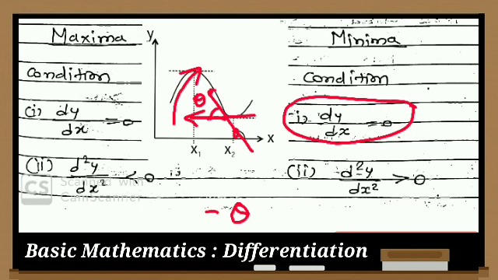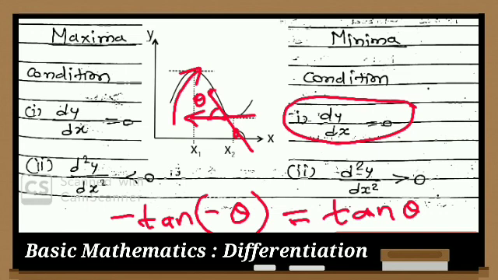negative theta, minus theta. But it is in the second quadrant, so we have to write minus tan bracket minus theta. We have to write minus tan minus theta. So the value is tan theta.